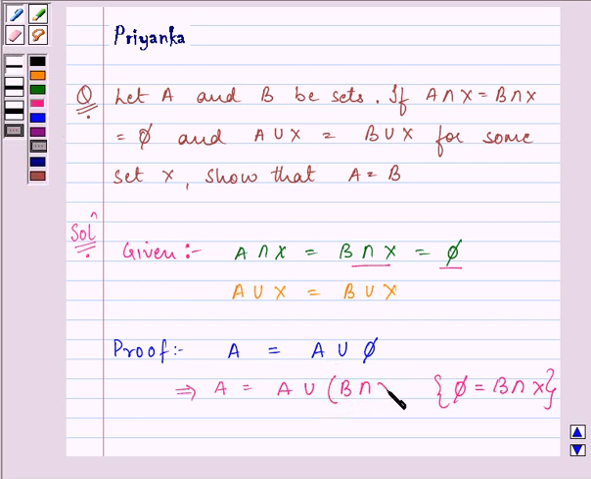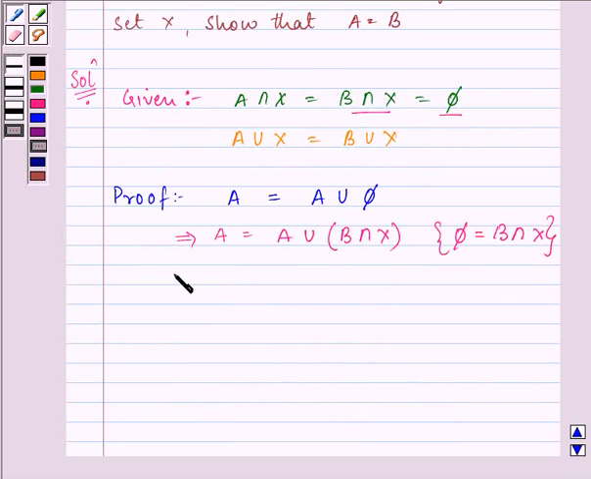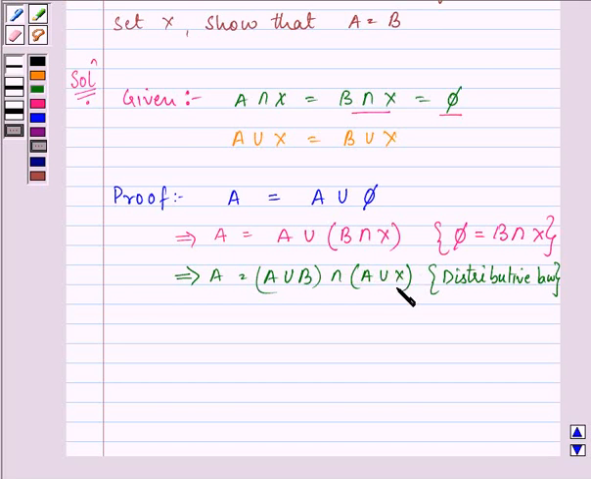B intersection X. Proceeding on, using the distributive law, we can say that A is equal to A union B intersection A union X.